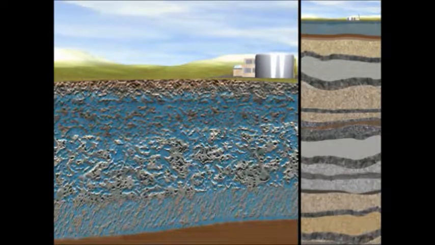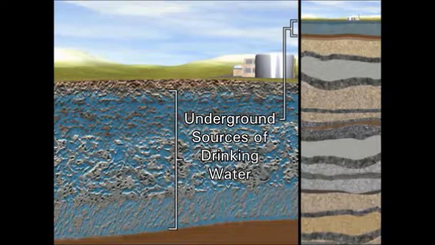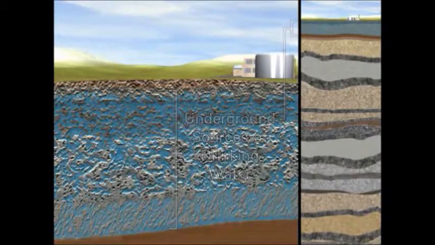Injecting to this depth isolates the fluid from underground sources of drinking water, which are generally shallow groundwaters that are used or could be used as sources of drinking water.